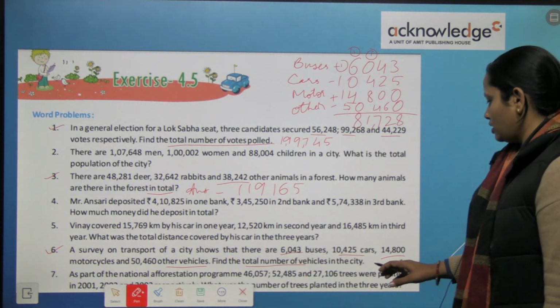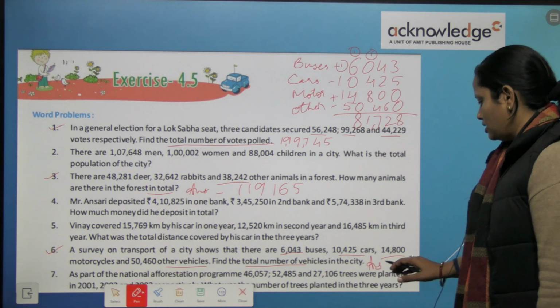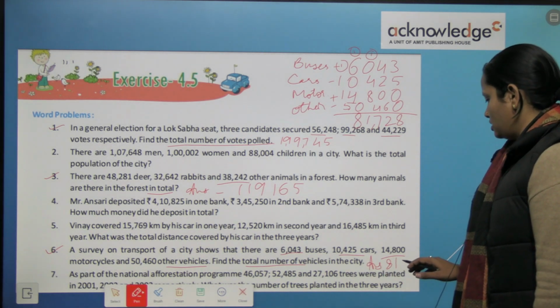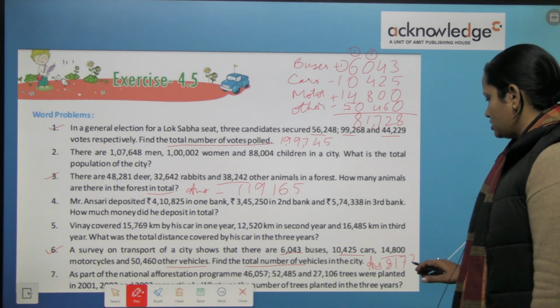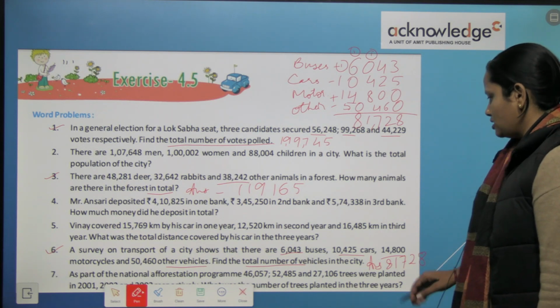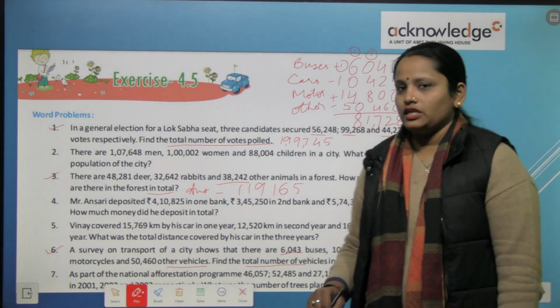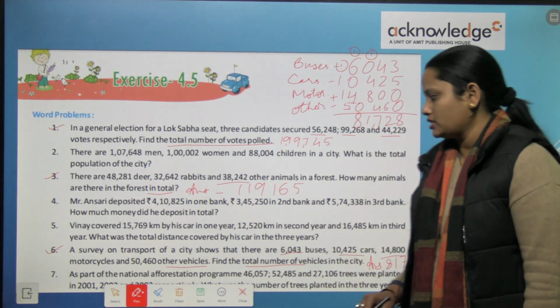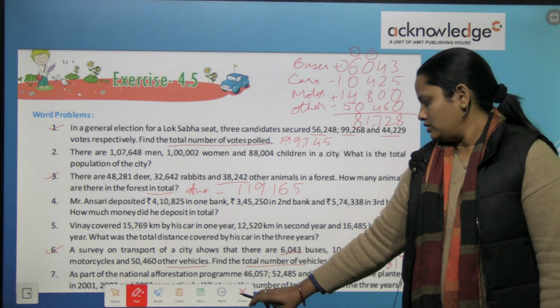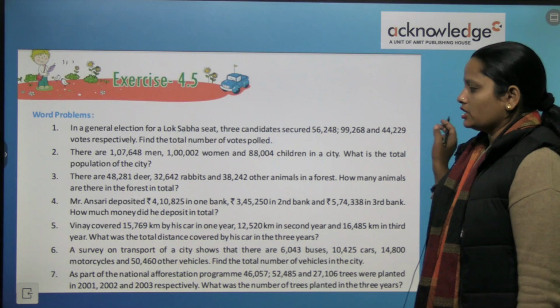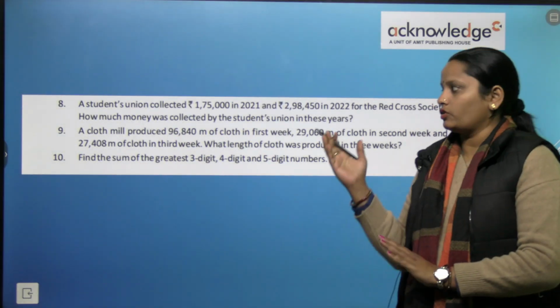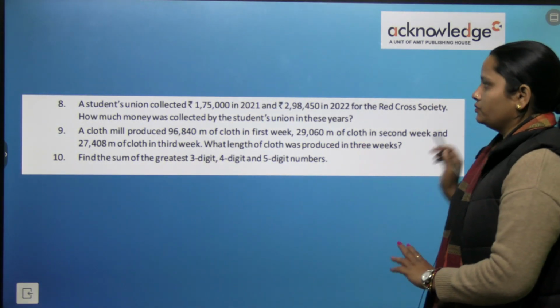So let's write down the answer. Answer is 81,728. So there are these many vehicles in that area, in that city. So like this children, you have to complete the rest of the questions that are given to you.